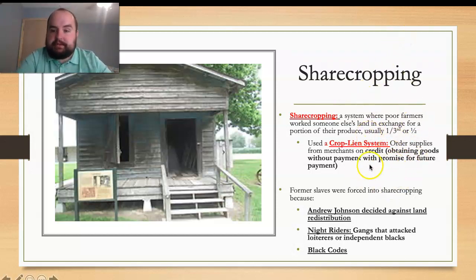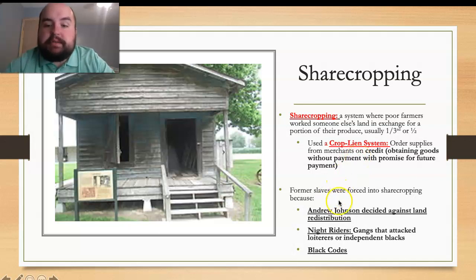The crop lien system was essentially the only way that these sharecroppers had access to any tools or supplies they needed, because again, they were getting paid in crops for the most part. They weren't getting paid directly in money. What you would do is go to a merchant and buy supplies on credit. Credit, if you don't know, is when you obtain goods without payment, but you have a promise to pay in the future. So, for example, if you buy something with a credit card now, you don't pay for it right away. You just have to pay your credit card bill at the end of the month. That's how the crop lien system worked.